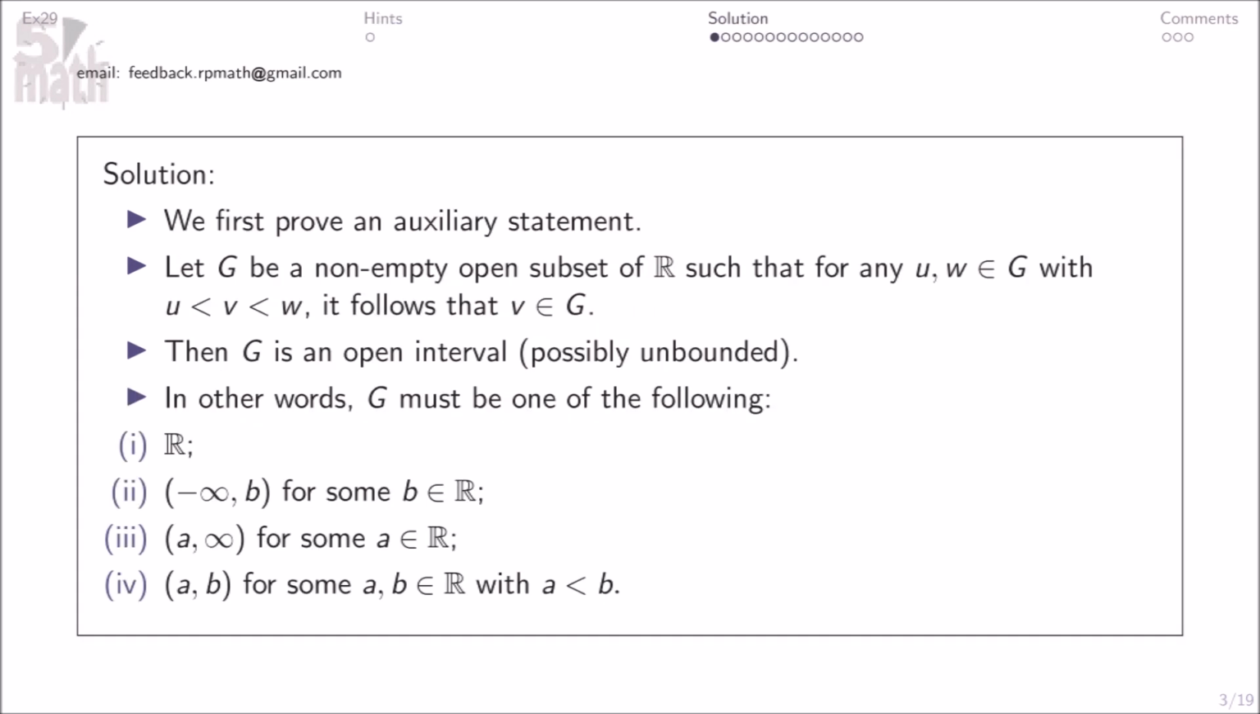Solution. We first prove an auxiliary statement. Let G be a non-empty open subset of R such that for any u, w in G, with u less than v less than w, it follows that v in G. Then G is an open interval, possibly unbounded. In other words, G must be one of the following: I, R; II, negative infinity to b, exclusive, for some b element of R; III, exclusive a to infinity, for some a element of R; IV, non-inclusive a to b non-inclusive, for some a, b in R with a less than b.